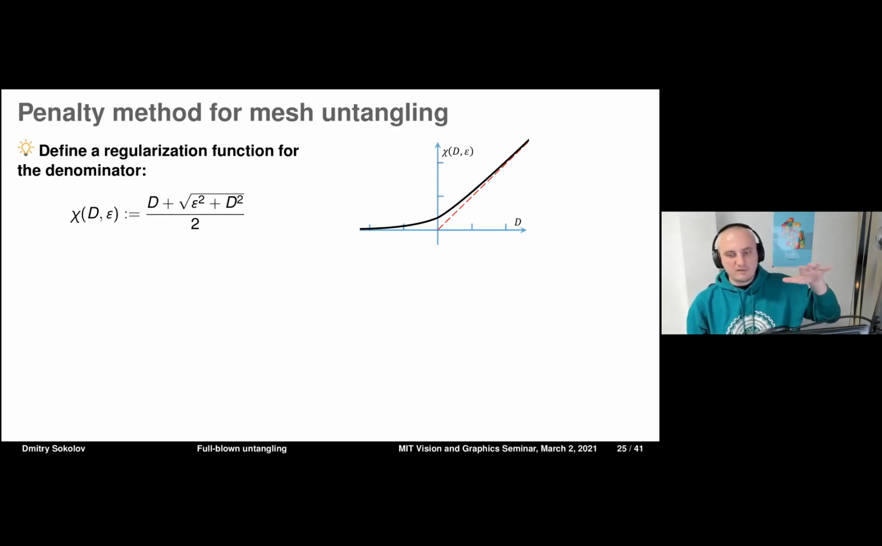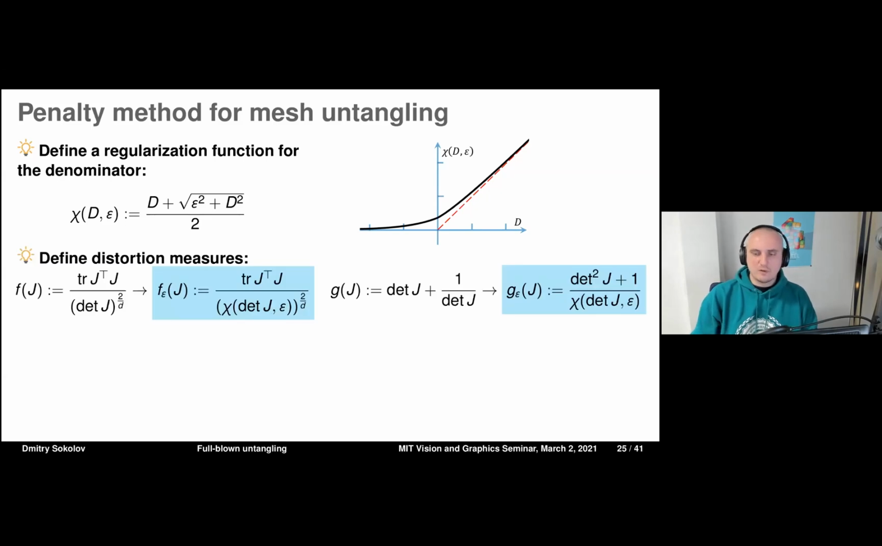First of all, we have the regularization function chi that we have already solved. Then we will define 2 distortion measures. We have already met the first one. F measures the shape quality of each element. Note 2 over d in the denominator. This formulation is unified both for 2D and 3D, so d is equal to 2 or 3. To regularize the function f, we modify the denominator.